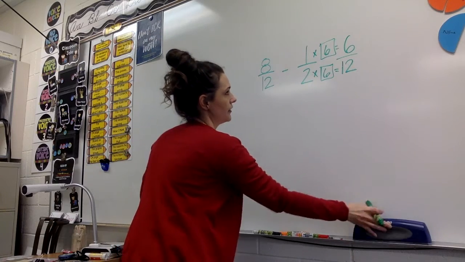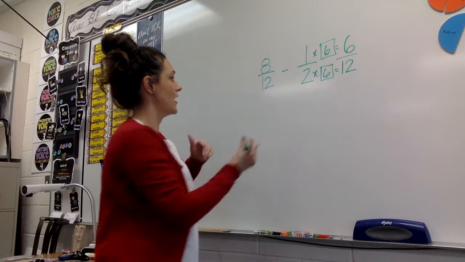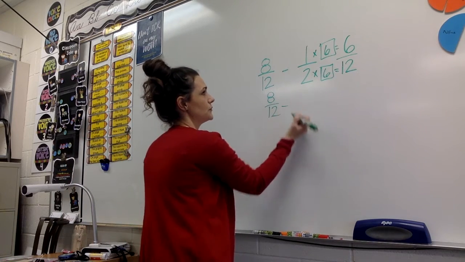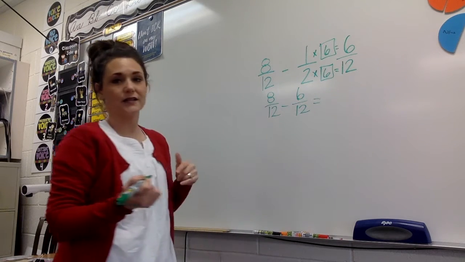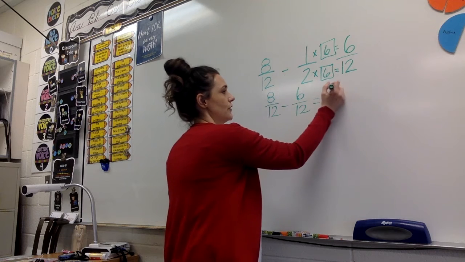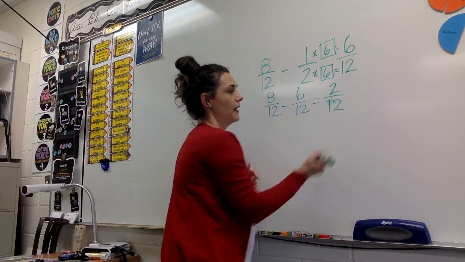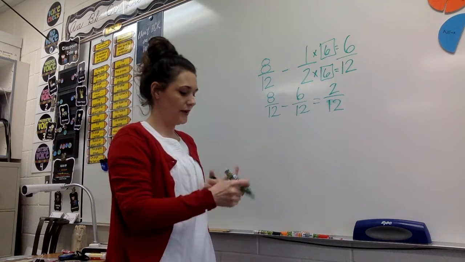That's how you can figure it out. All right, so now we're ready to subtract. We can now subtract 8/12 subtract 6/12, and 8 subtract 6 is 2/12. And there I have my answer, 2/12. Okay, let's try another one.